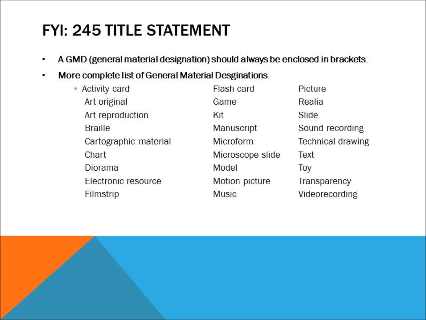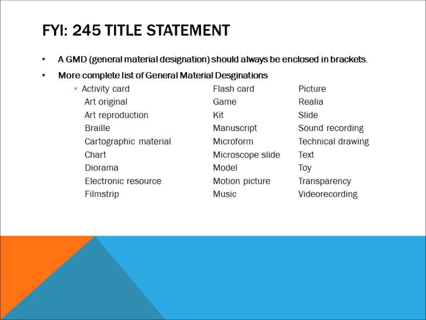Subfield H in a 245, or the title statement field, contains information about the GMD, or General Material Designation. A GMD should always be enclosed in brackets when it's included in a bibliographic record, because it's information that the cataloger provides, not information that's found on the material and is transcribed. So here on this slide, I have a more complete list of general material designations. Please do not put the term text in a record for a book. Text is primarily used for materials that are large print with an additional note.